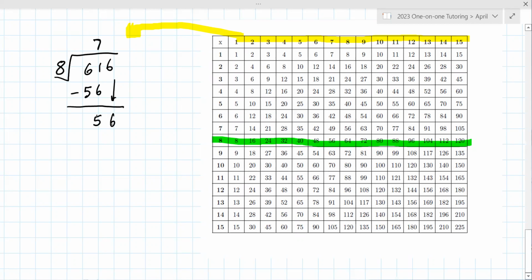Okay. How many times does 8 go into 56? 7 times. 7 times 8 is 56. And you've got it. Okay. So we're going to do another one here. Let's go.